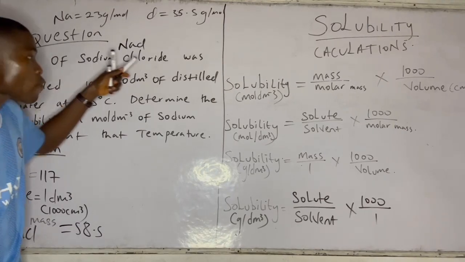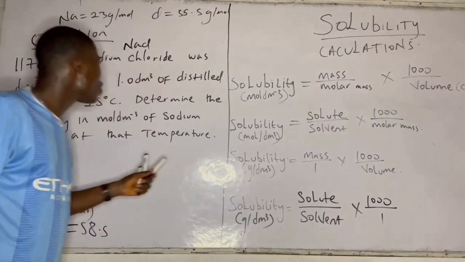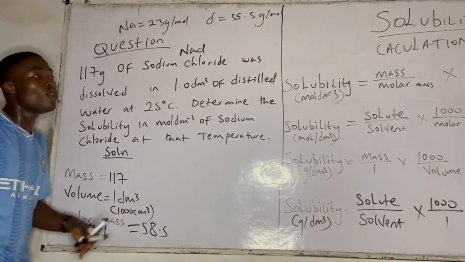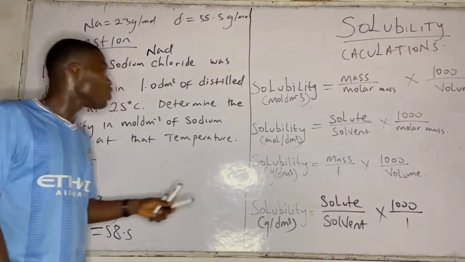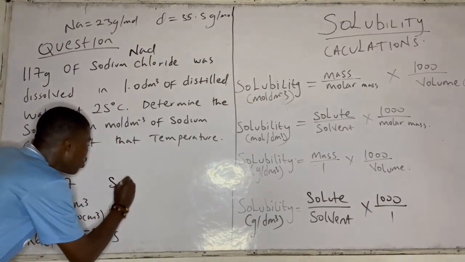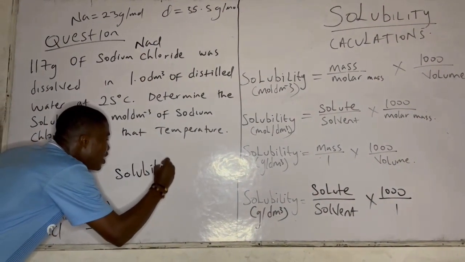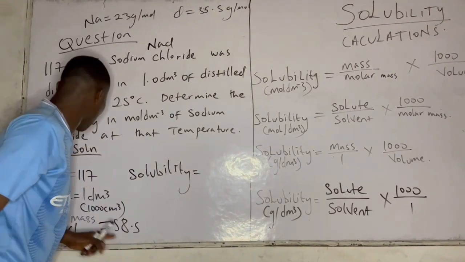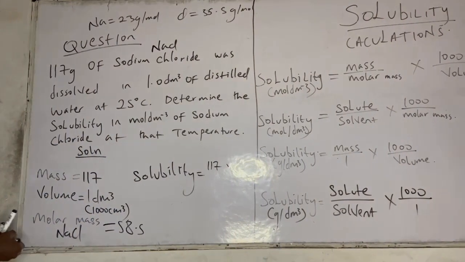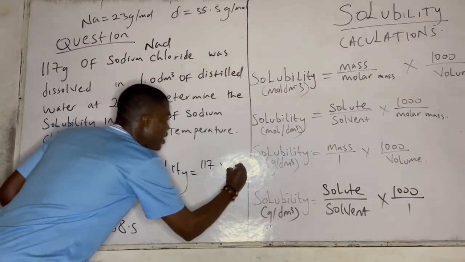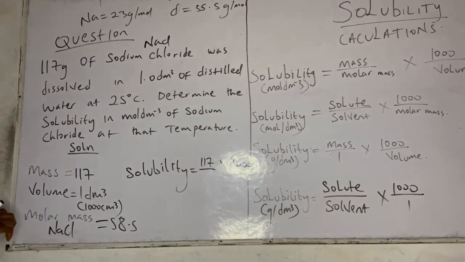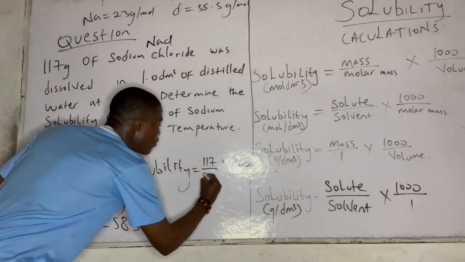Sodium chloride. And they gave us the mass of the solvent. Now, not volume, they give us the mass, let's say 1000 grams of water. We'll consider the second formula. Since volume was given, we'll use the first formula. So using the first formula, solubility is going to be mass, 117, times 1000 over, what's the molar mass? The molar mass of sodium chloride is 58.5.